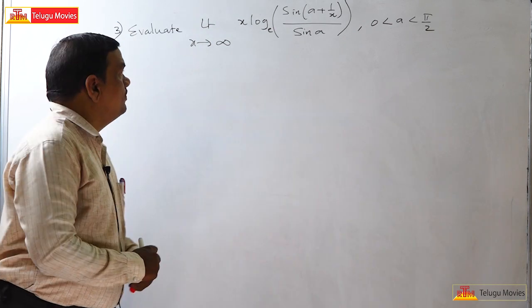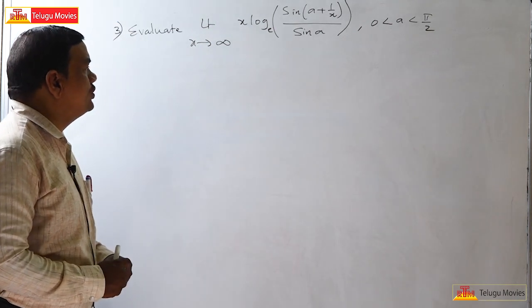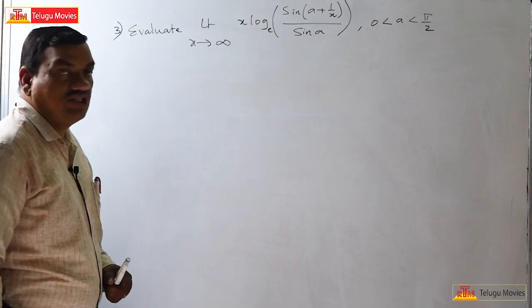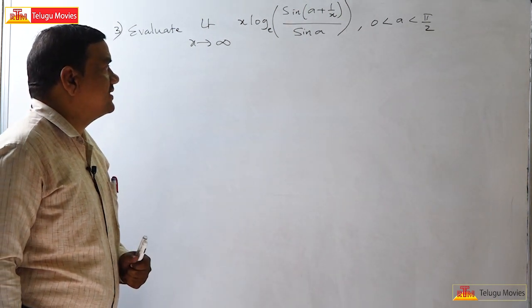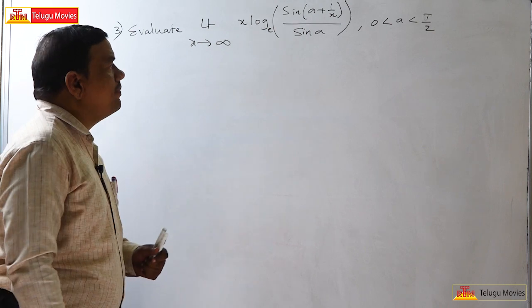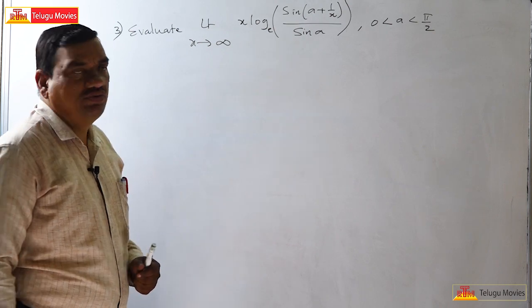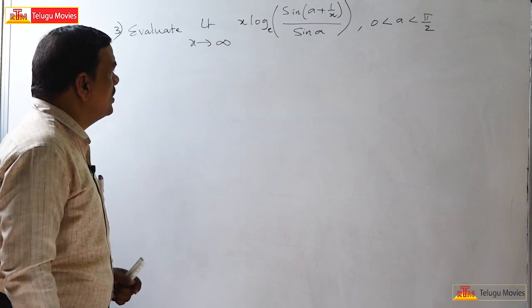Welcome to this problem. This is limit x tends to infinity, x times log of sine of a plus 1 by x by sine a, to the base e, where a lies between 0 to pi by 2. Then what is here?